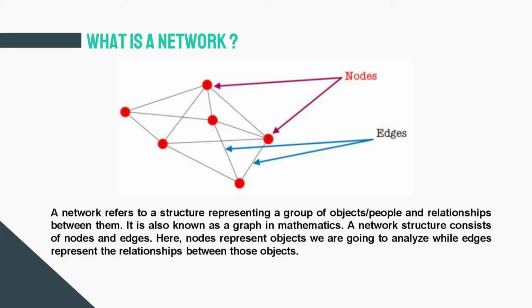To start with, a network refers to a structure representing a group of objects or people and relationships between them. A network structure consists of nodes and edges. Here, nodes represent objects that we are going to analyze, while edges represent the relationships between those objects. For example, if we are studying a social relationship between Facebook users, nodes are target users and edges are relationships such as friendships between users or group members.